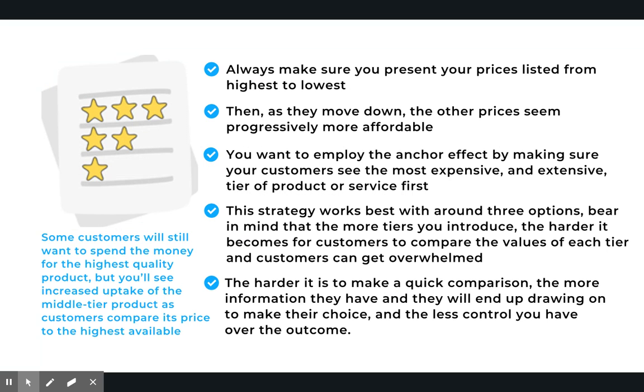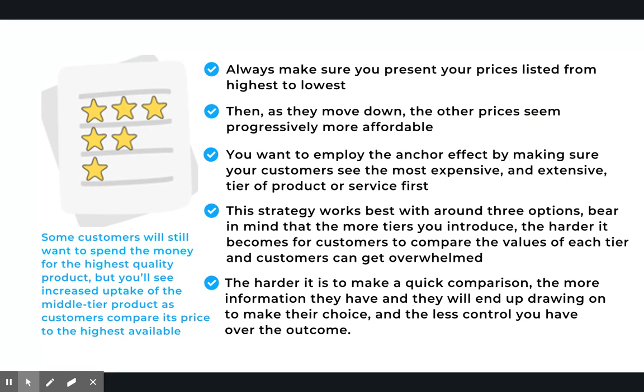So always make sure you present your prices listed from highest to lowest. Then, as they move down, the other prices seem progressively more affordable. This is so important, and this is why I'm repeating it so many times, because it's such an important factor. You want to employ the anchor effect by making sure your customers see the most expensive and extensive tier of products or service first. So remember, this strategy works best with around 3 options.